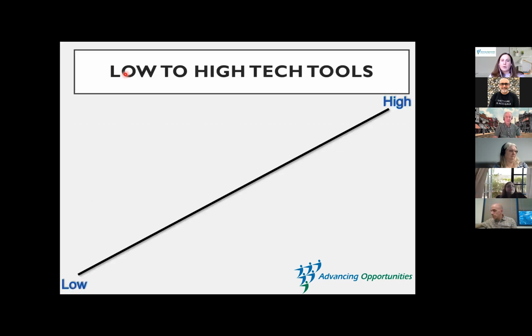Okay, so I want to talk about everything from low to high, because some people are a little intimidated by technology, and I just want to kind of drive it home that it can include everything.